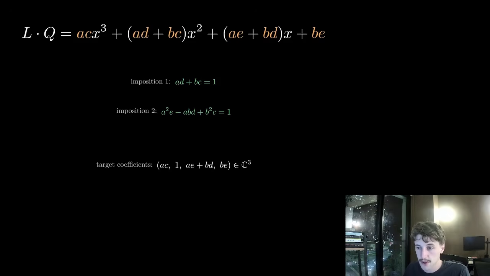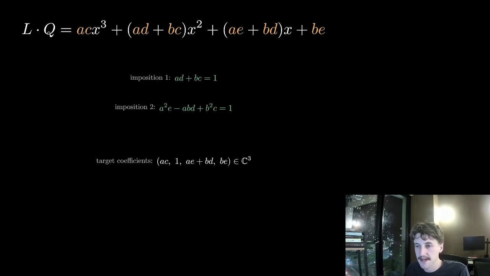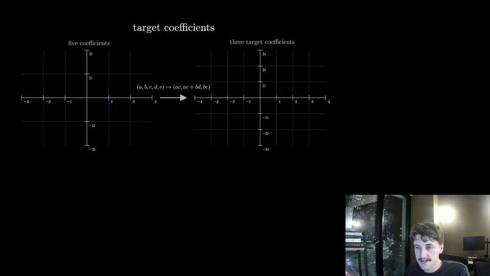So this gives us a coefficient space of AC, AE plus BD, BE, which is 3 free complex numbers, 3 degrees of freedom, so it's a C3 space. So that means we now have 5 values, A, B, C, D, and E, that map to 3 values, AC, AE plus BD, BE. You can see how as we change the 5 inputs there, those 3 outputs change.